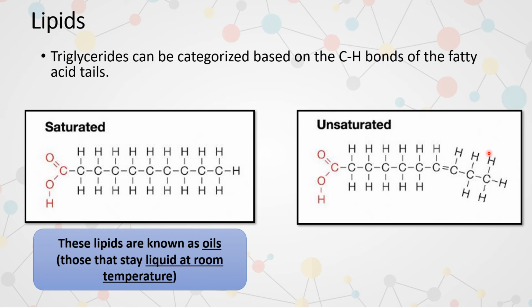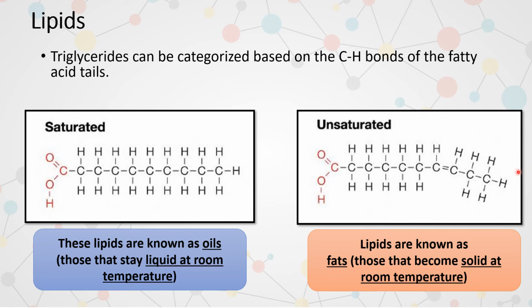Unsaturated fatty acids are oils. So those saturated fatty acids, oils composed of fatty acid which is saturated. These lipids are known as oils, those that stay liquid at room temperature. So those are what we call saturated fats or saturated fatty acids. What are those unsaturated ones? Unsaturated fatty acids are what we call fats, the fat itself. Lipids known as fats are those that become solid at room temperature.